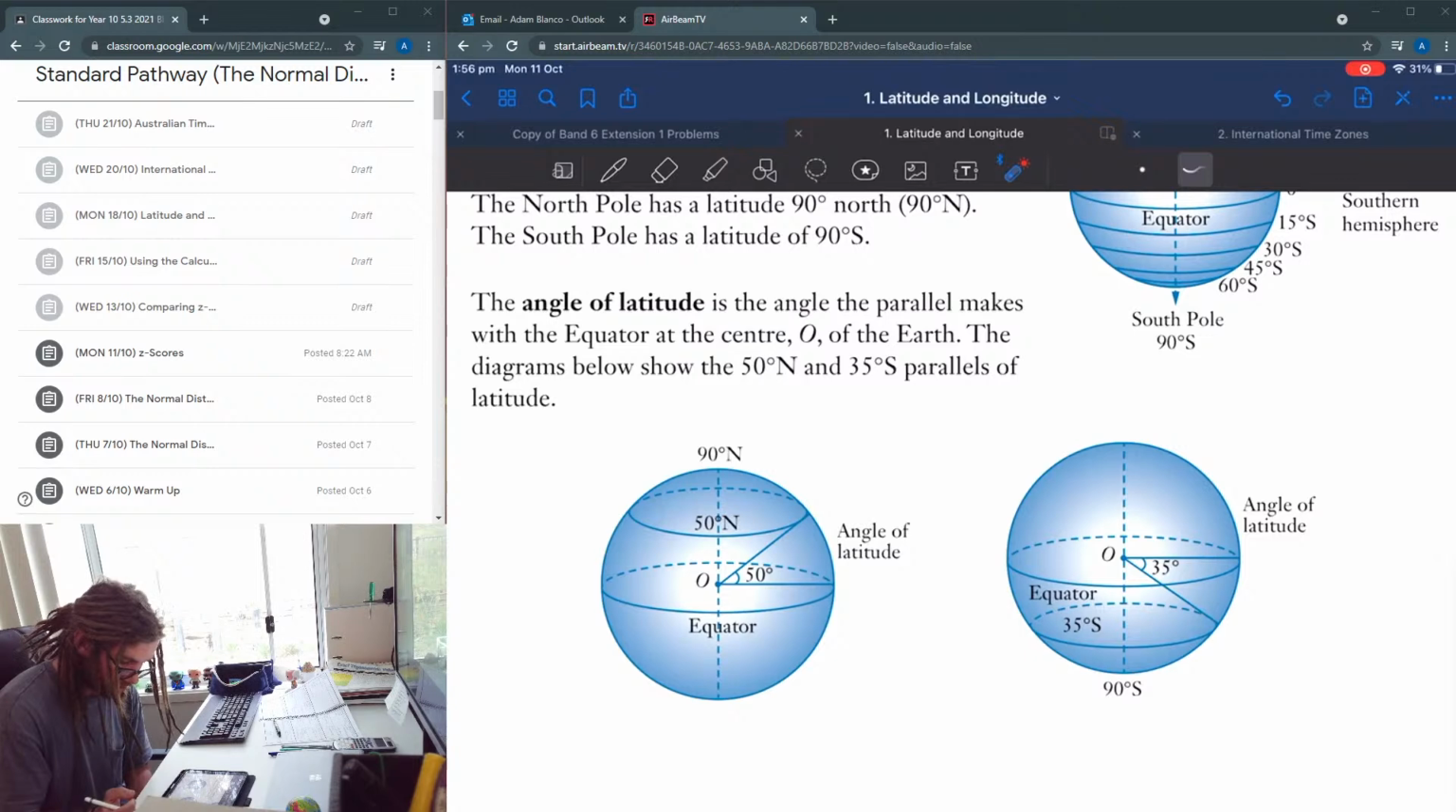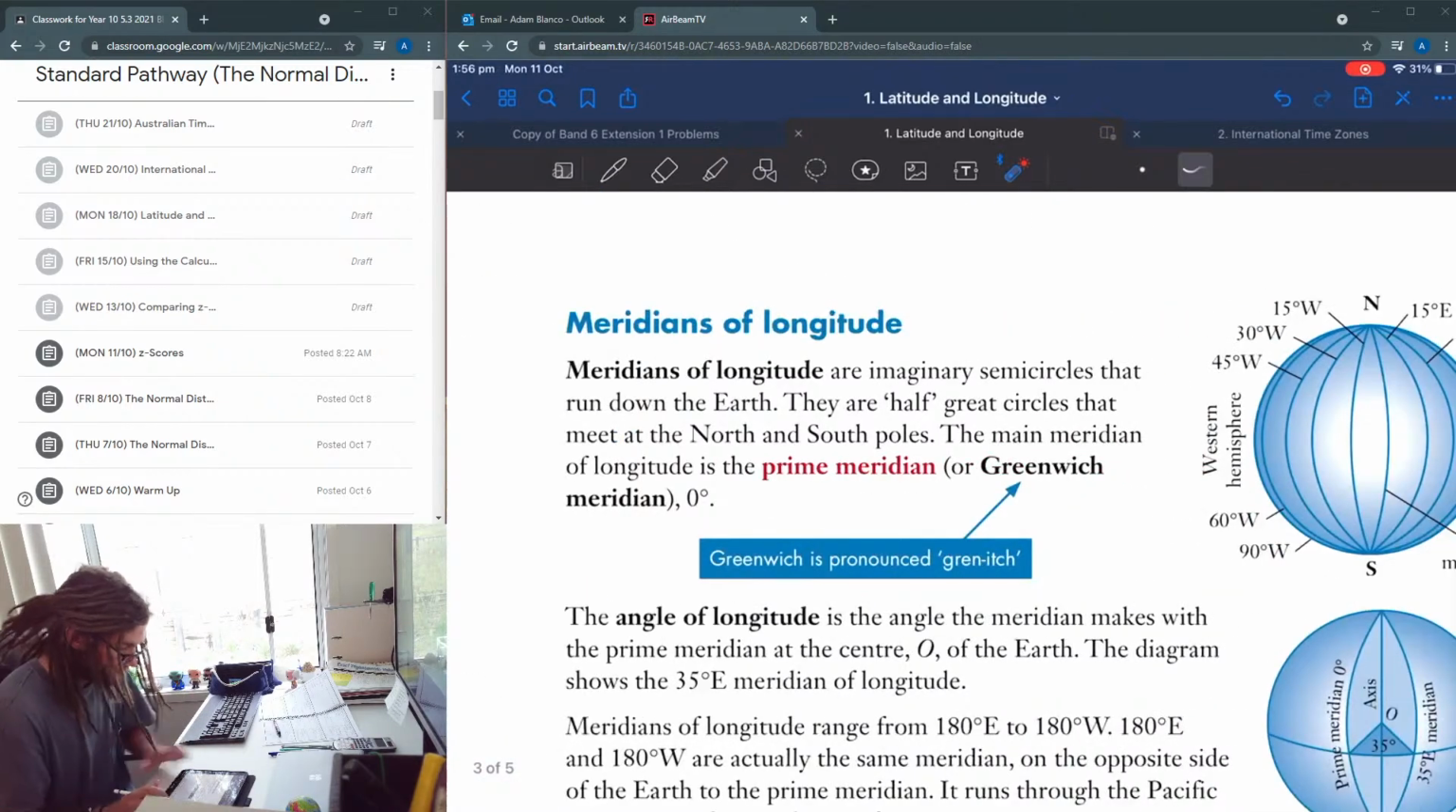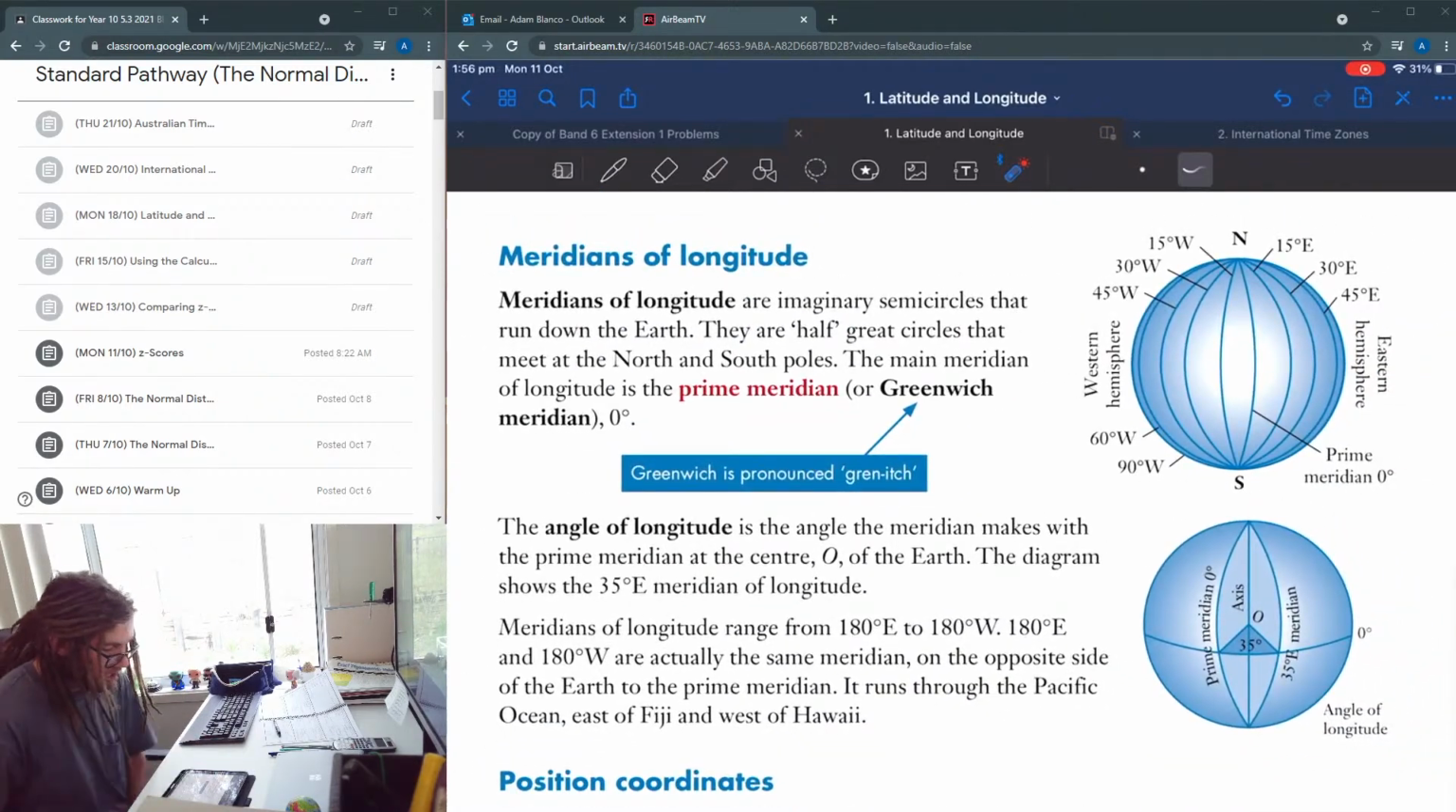I feel like I've already covered the angle of latitude. That's what I was saying about the rings, it makes this angle. Anyway, the longitude. Instead of calling it a parallel of longitude, it's called a meridian of longitude.